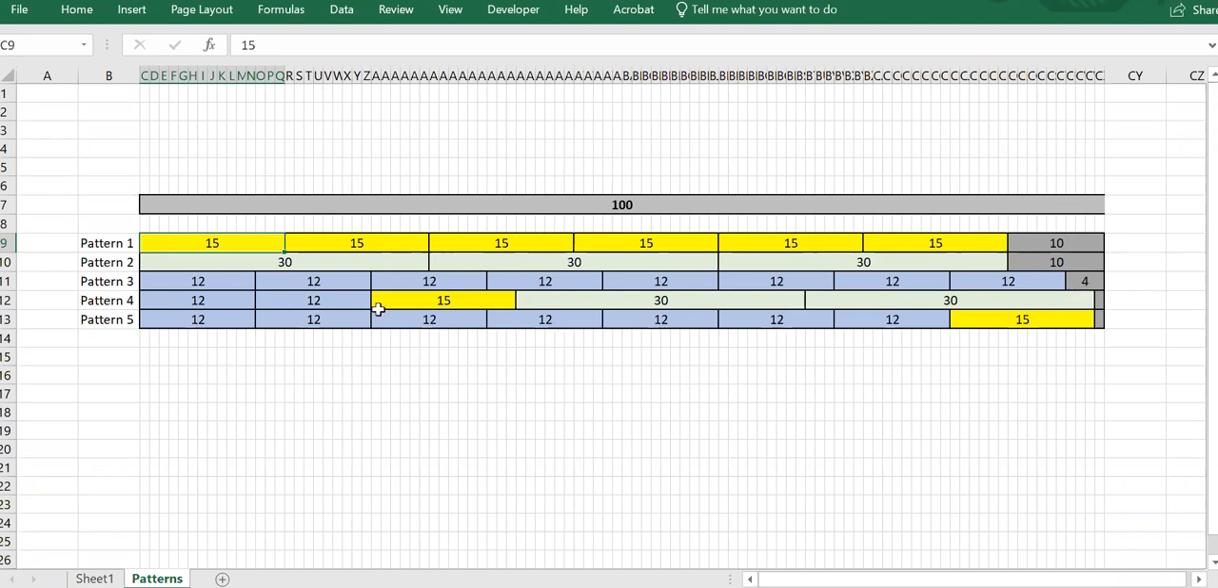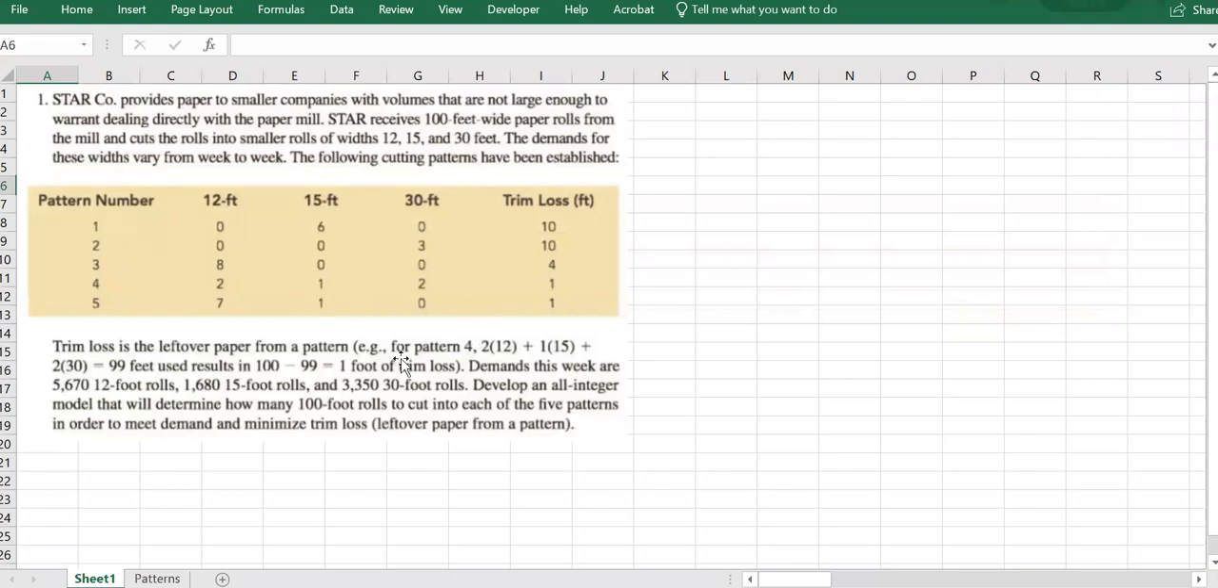Next one is a blend of 12, 15, and 30. So 2 12s, a cut here, another cut here. So there's going to be 2 12s, another cut over here, 1 15, and then 2 30s. One over here, one cut over here, and another cut over here. And there's going to be 1 foot left, 1 foot of trim loss. And then again, the last pattern is also a blend of 12 and 15. You go with, I think, 7 12s and 1 15. And then there's going to be 1 foot of trim loss.